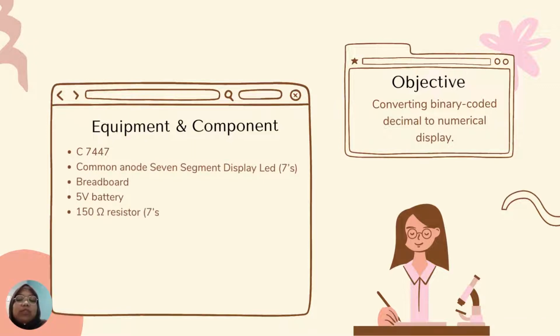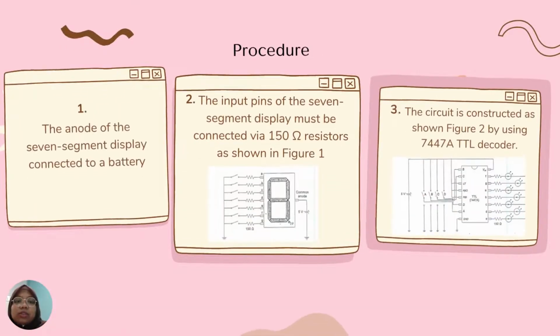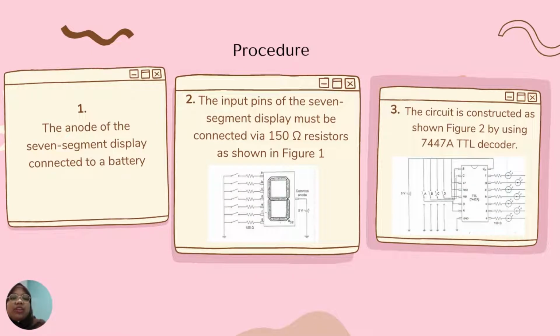Next, the equipment and components used in this experiment are IC7447, common anode 7-segment display, LED, breadboard, battery, 150 ohm resistor, 330 ohm resistor, switch, and lastly is wires. Next, we will look at the procedure of this experiment.